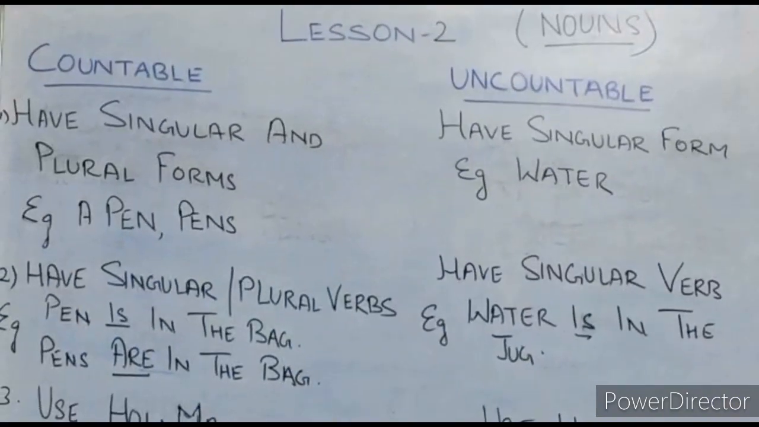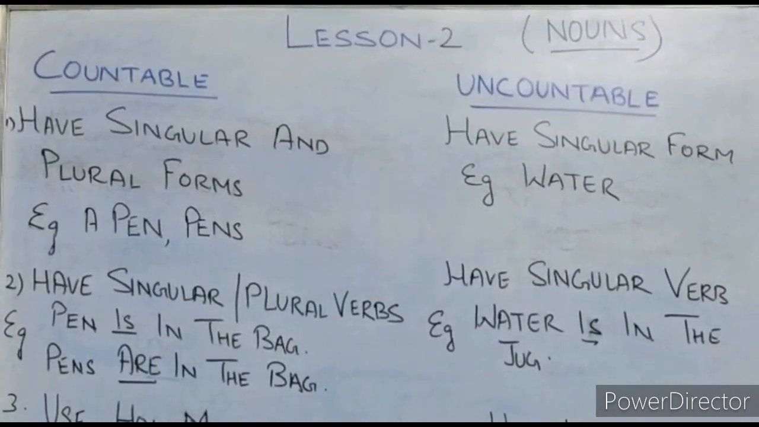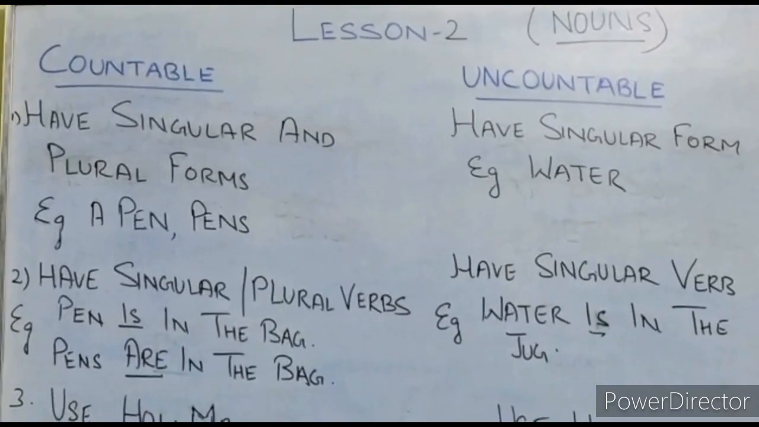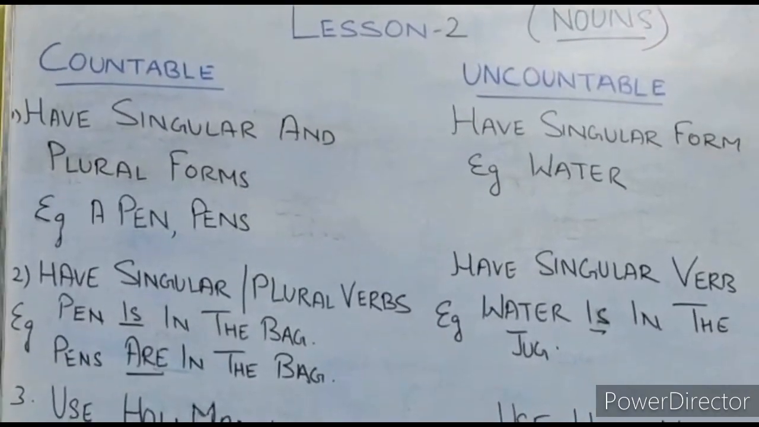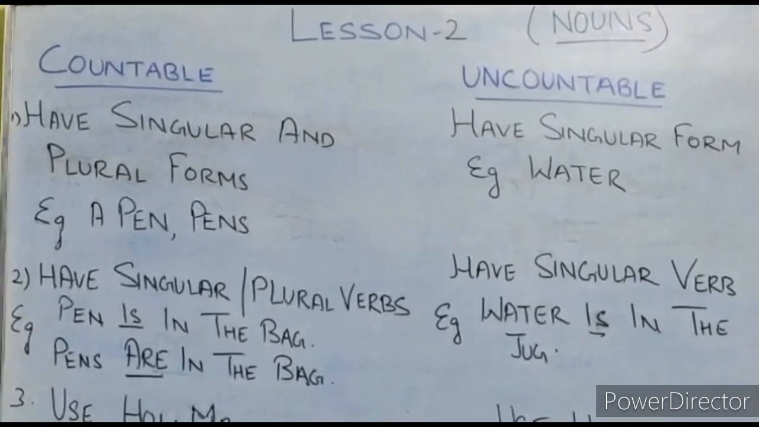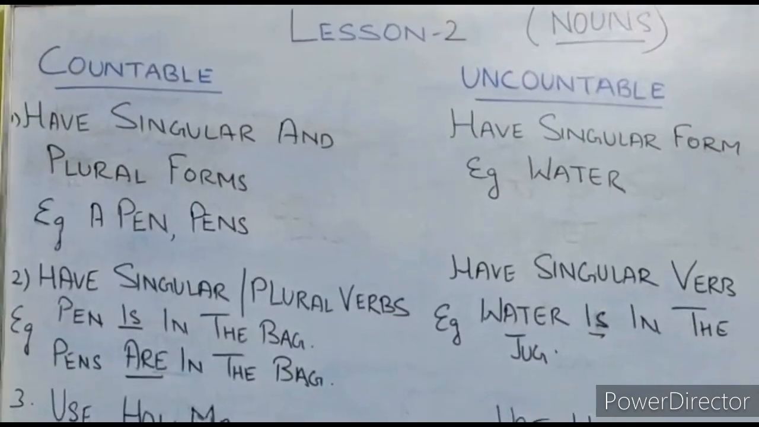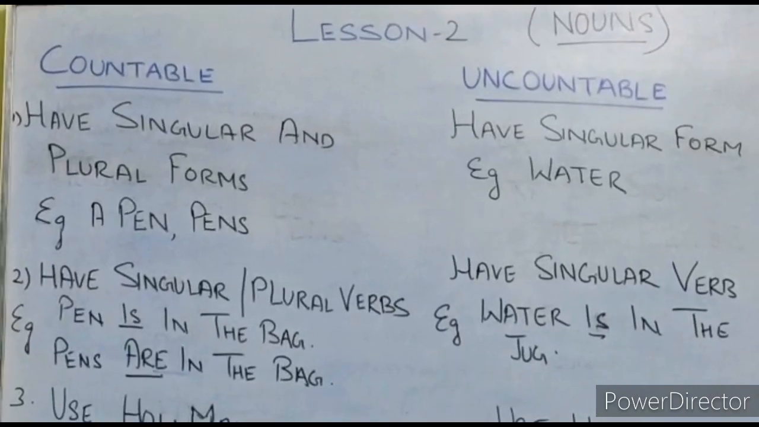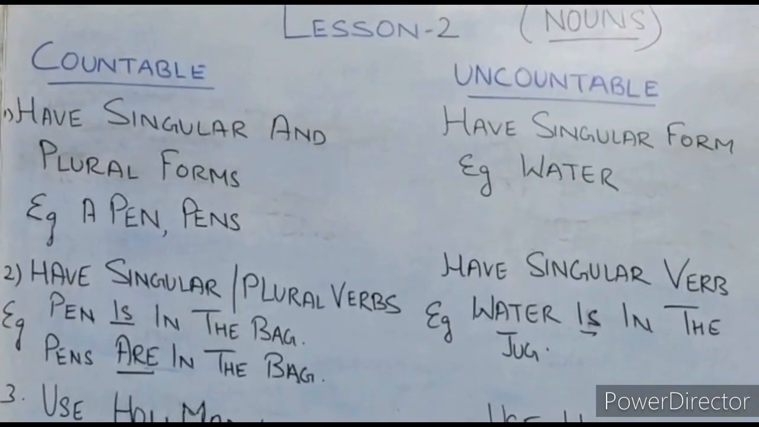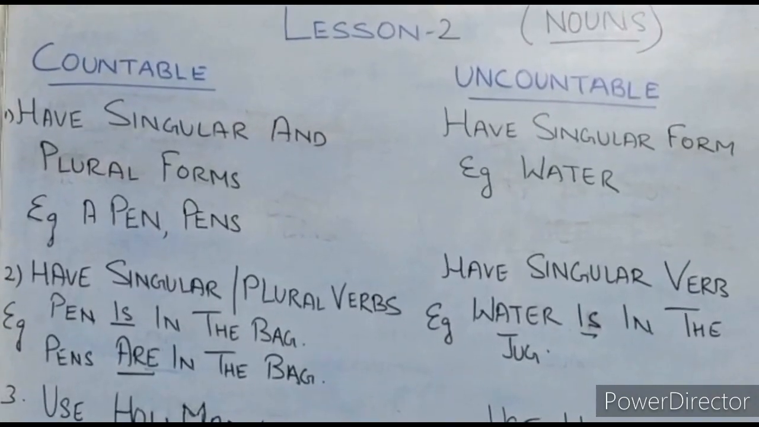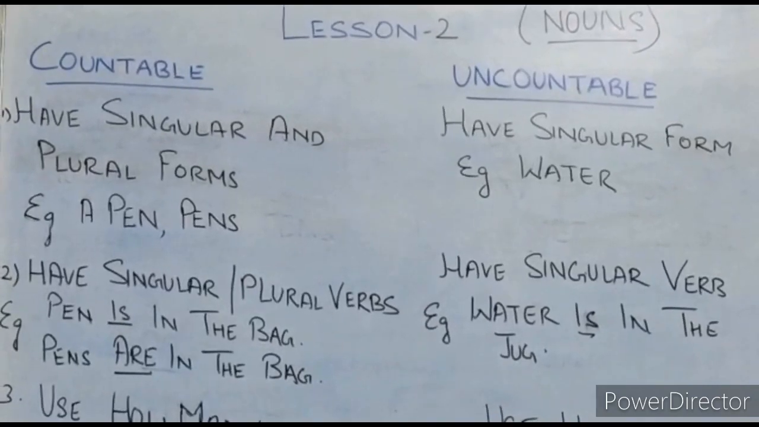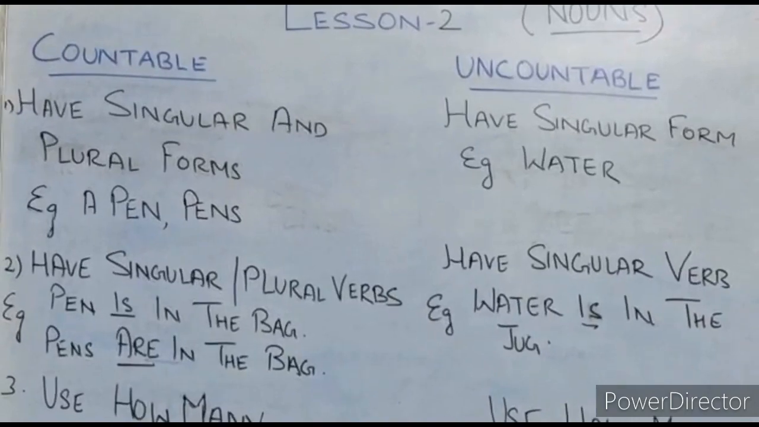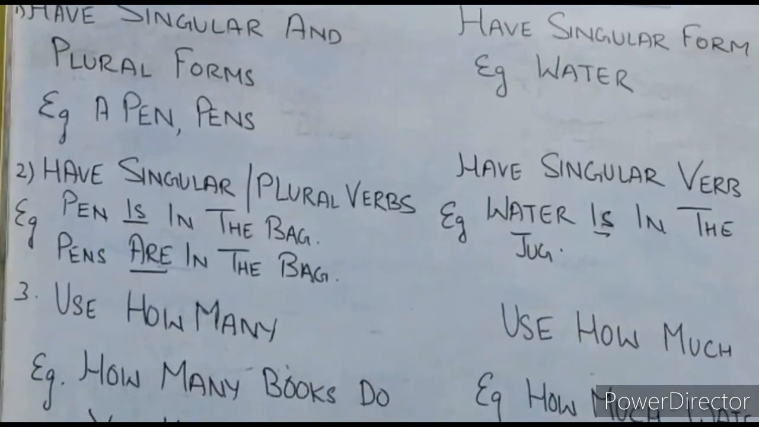Now students, let us read countable and uncountable nouns in detail. Number 1. Countable nouns have singular and plural forms both, for example, a pen, pens. Uncountable nouns have only singular form. Example, water. We never write waters. Okay? Now the next point.